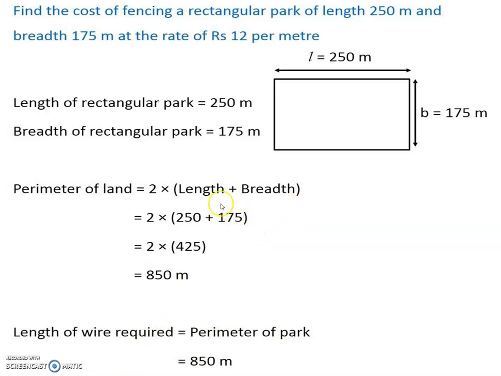Yes, here we have to use wire. No matter, length plus breadth we have to consider. Length is 250, plus 175 is breadth. Yes. 250 plus 175 is 425. 425 into 2 is 850. The length of wire required is the perimeter of the park. So 850 meter length of wire is required.